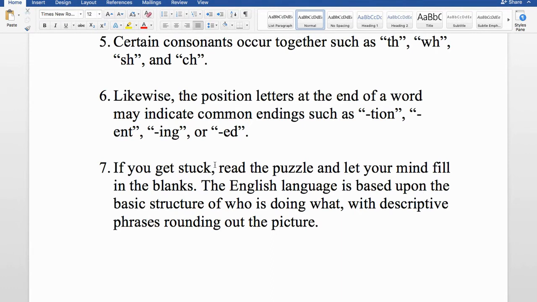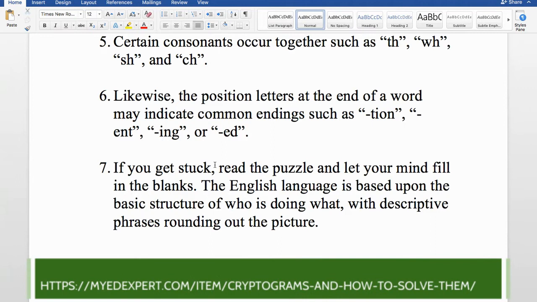And then the last hint is that if you get stuck, just read the puzzle, and your mind, it's amazing what the mind can do if it's left to its own accord. If you just read it and let your mind do the work for you, it may fill in some of those blanks. As crazy as the English language might be at times, there is a basic structure to it. And again, you're using a lot of logic. Cryptograms do use logic. So if a word doesn't make sense within the sentence, then it probably is not the word. It has to read as though it is part of the English language.